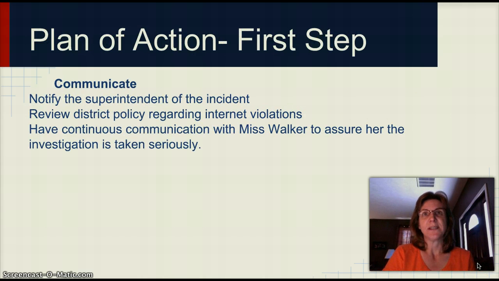So what needs to happen first? Well, the first step to take would be to communicate. Notify the superintendent of the incident, review district policy regarding internet violations, and have continuous communication with Ms. Walker to assure her that the investigation is taken seriously and to keep her posted on things that are happening, so she doesn't feel like she is out of the loop or being pushed aside, and this is just not being taken seriously.